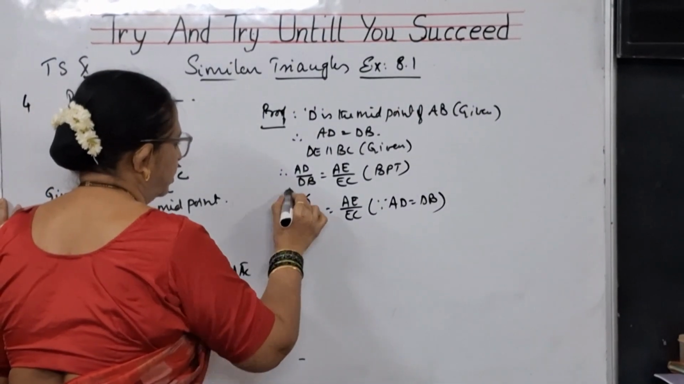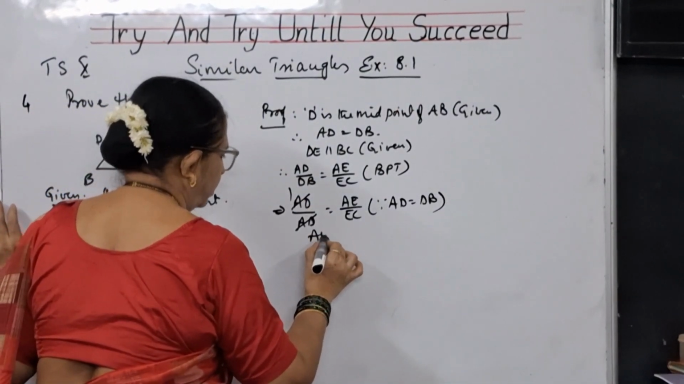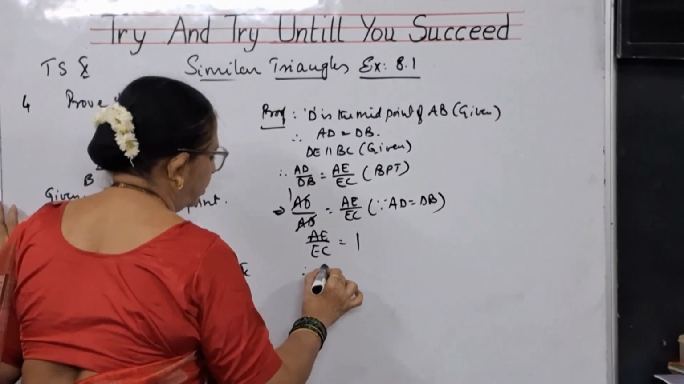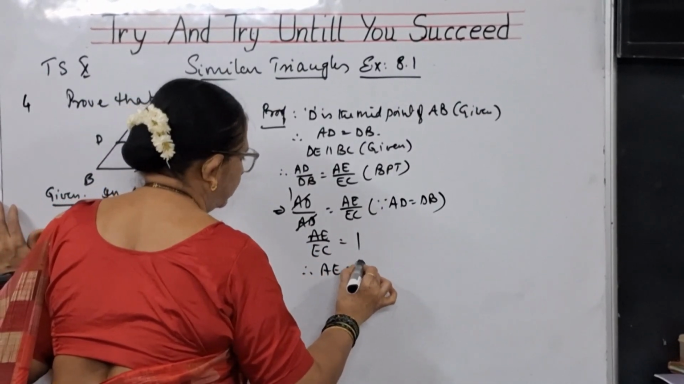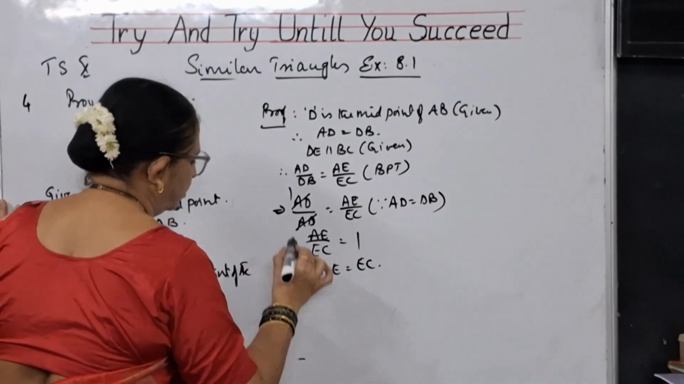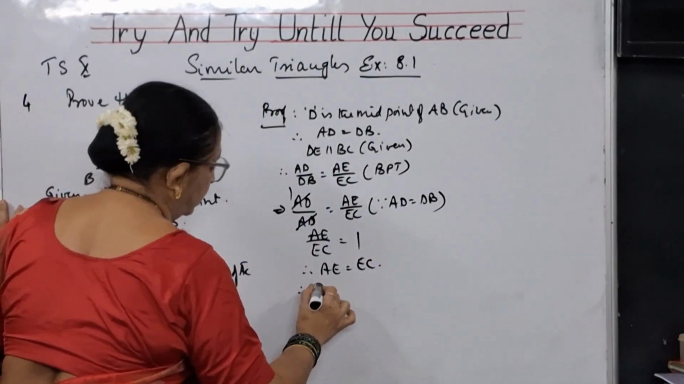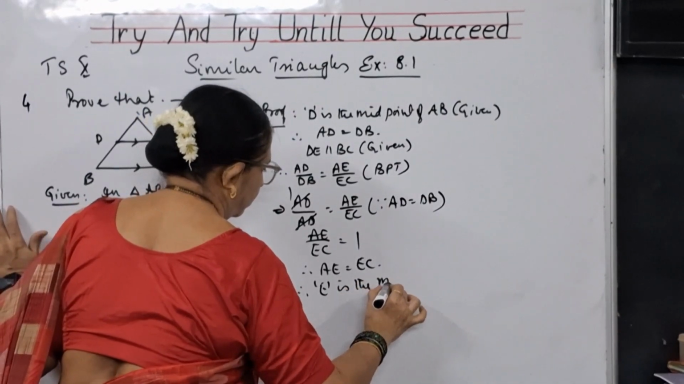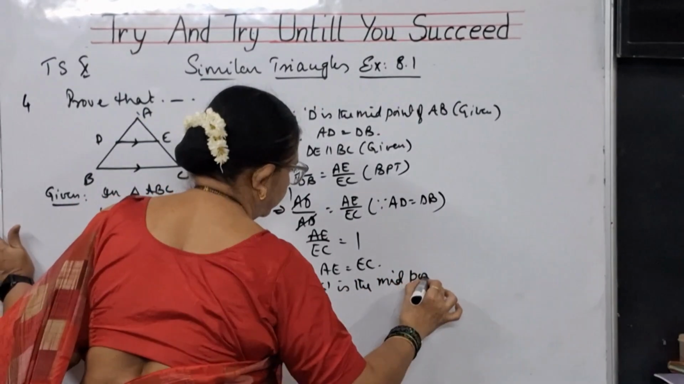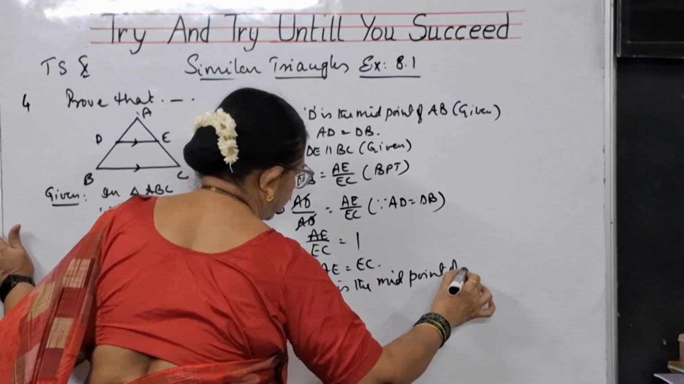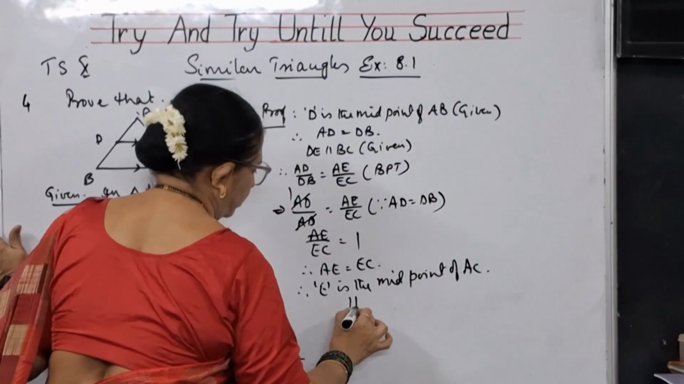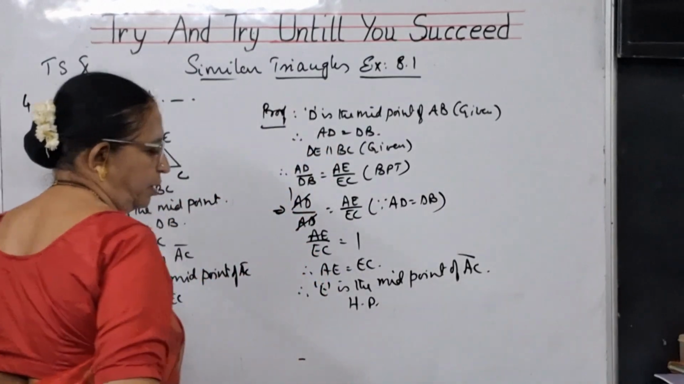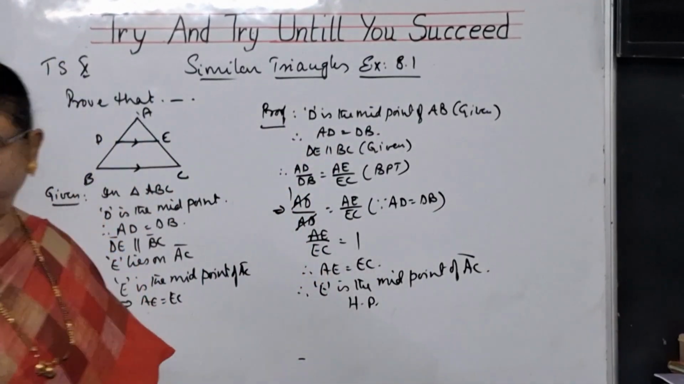You can cancel both AD. So AE by EC is equal to 1. That means AE is equal to EC. That means this line DE, E is the midpoint of AC. Hence, proved. This is the proof of this theorem, children. Please copy it.